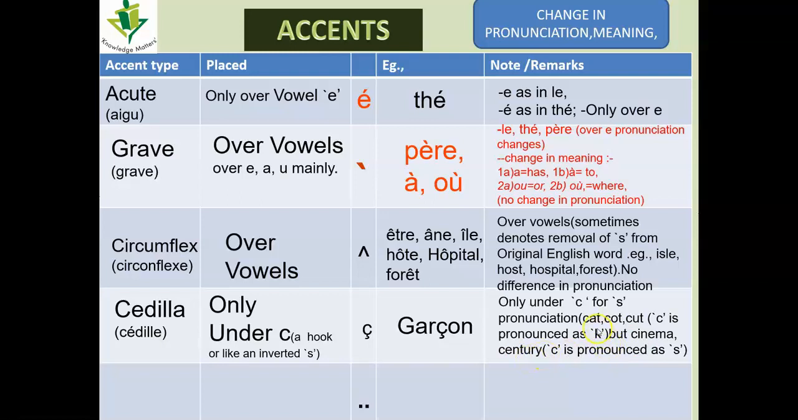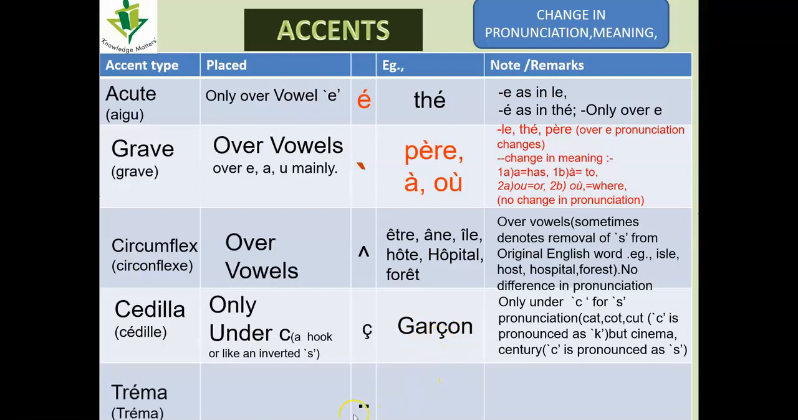So we can say when C is followed by the vowels A, O, U, it takes the pronunciation of K. And when it is followed by I and E, it takes the pronunciation of S. However, when C is followed by A, O or U, and you want the pronunciation of C to be like S, then we put a cédille under C. Therefore, this is pronounced as garçon and not garkon. If the cédille was not there, it would have been pronounced as garkon.